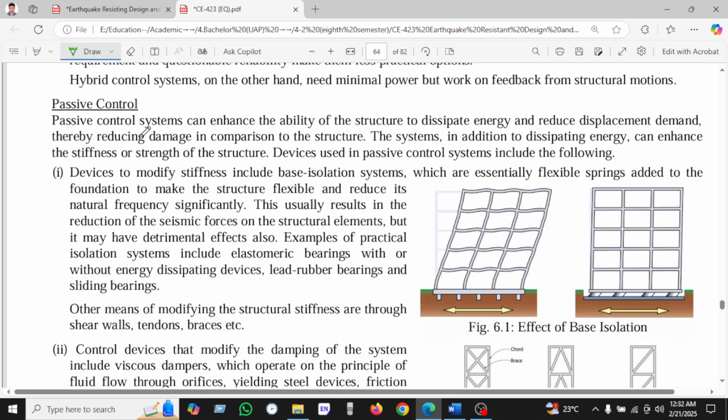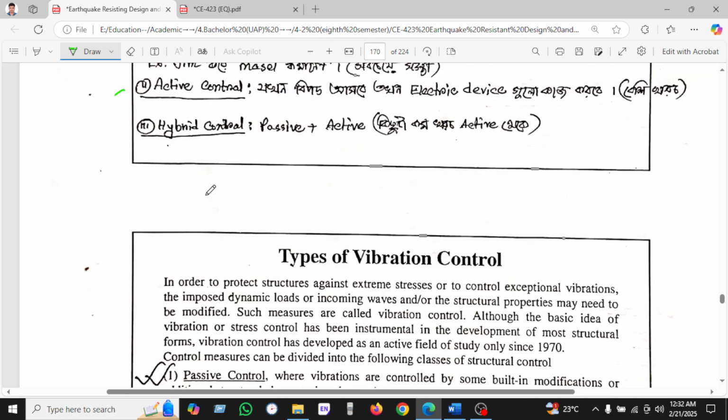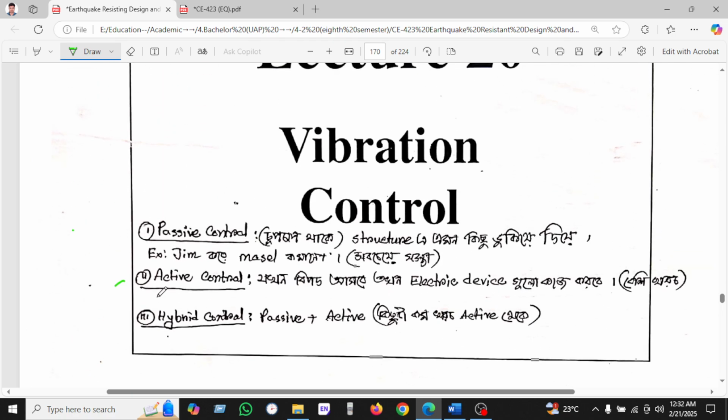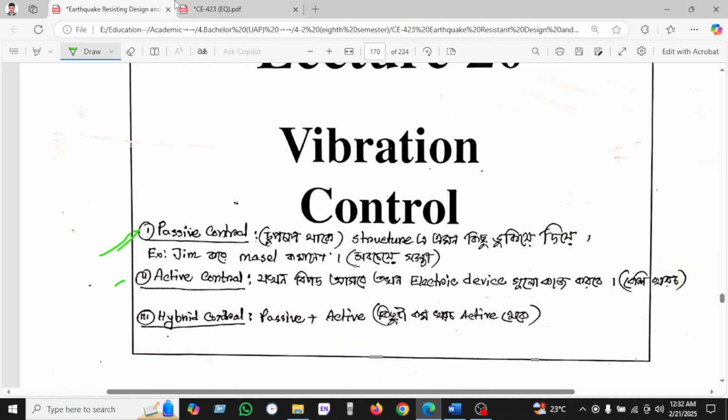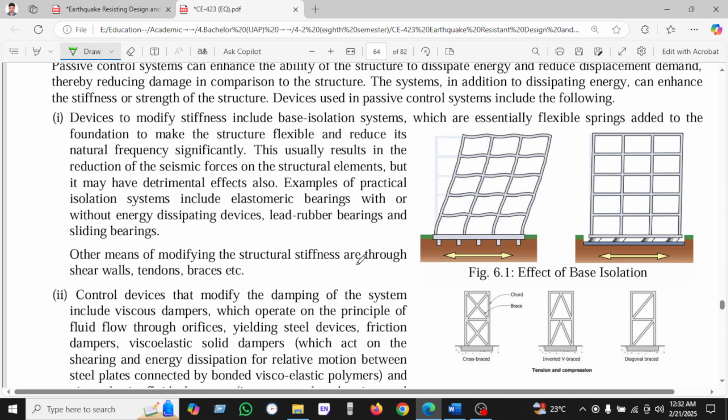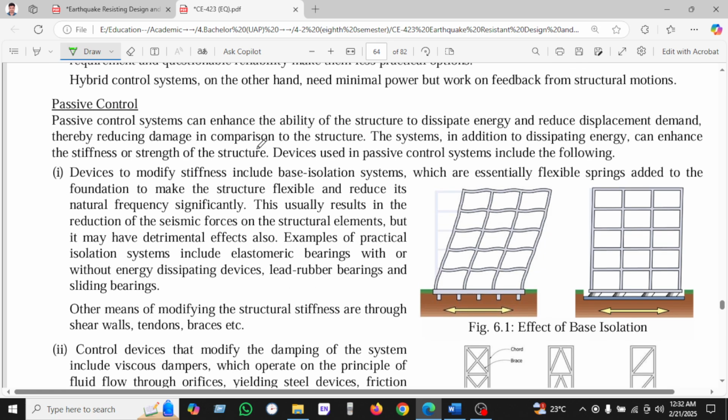Okay, we can see here passive control. We'll emphasize passive control rather than active control. It's very cheap. So let's see passive control, which is the cheapest way. Passive control essentially enhances the ability of the structure to dissipate energy, to reduce the displacement demand and reduce demand in the structure.